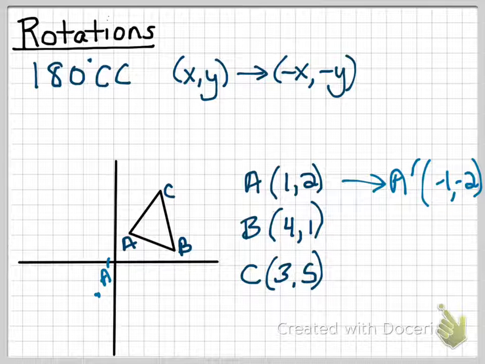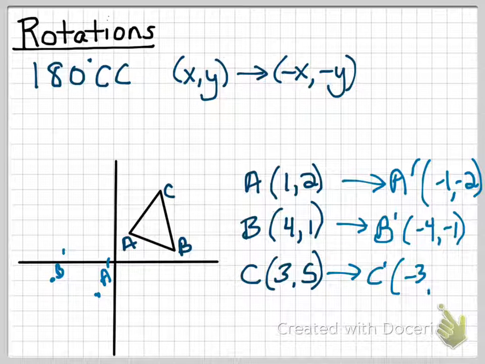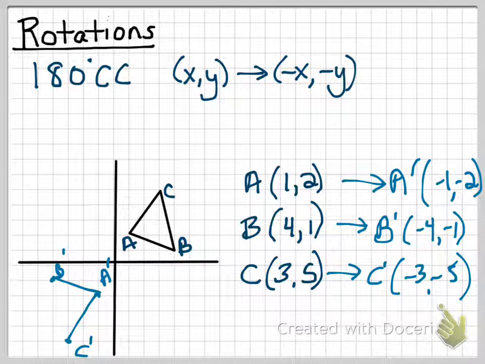Okay, B was located at (4, 1). When I do a 180 degree rotation, it can be in either direction, counterclockwise or clockwise. B prime is going to turn into (negative 4, negative 1). So on my graph, negative 4, 1, 2, 3, 4, and down 1. This is my B prime. And then C was located at (3, 5), so C prime is now going to be located at (negative 3, negative 5). So negative 3, then down 1, 2, 3, 4, 5. Here's my C prime. Again, it's a little sloppy.